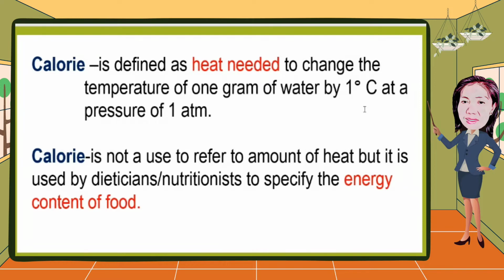What is calorie? Calorie is defined as the heat needed to change the temperature of 1 gram of water by 1 degree Celsius at a pressure of 1 atm. ATM is atmosphere, the unit of pressure. Calorie is not used to refer to the amount of heat, but it is used by dietitians and nutritionists to specify the energy content of food.